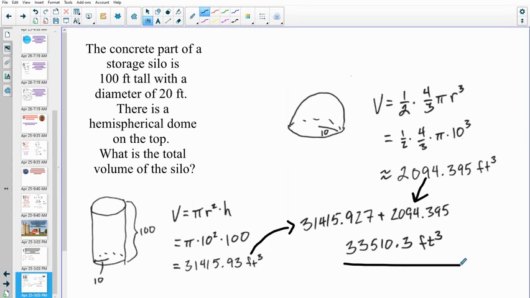That's the end of that chapter. So we are done with volume. So let's just make sure we do well on that test. If you haven't already, get all these formulas in one spot. That's going to help you out a lot on the test.